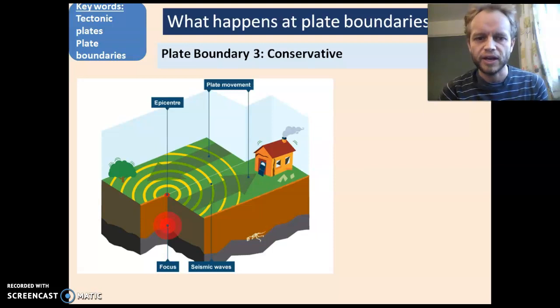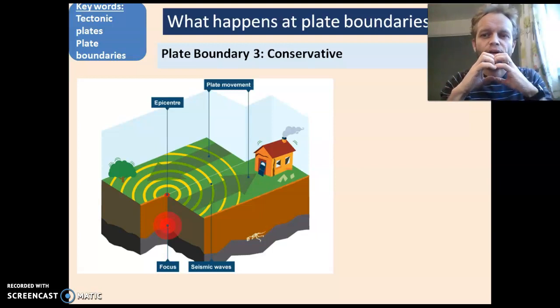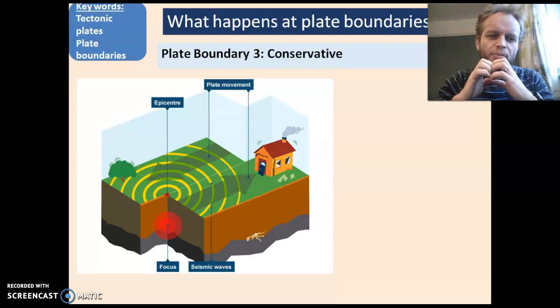Okay, our second one. So again, we want you to do a bit of a sketch, and we want you to write down some of the detail of what's happening. At a conservative plate boundary, the plates are moving alongside each other. There's no splitting up or converging. They're moving alongside each other. So what that means is we only get earthquakes. If you imagine these massive pieces of rock scraping against each other, and they kind of stick for a little bit, and they can't quite move past each other, the pressure builds up and up and up, and then eventually it releases. And that release of energy is an earthquake.